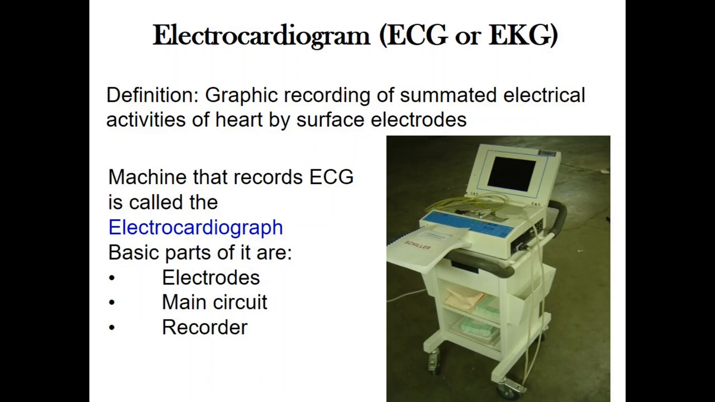How do you define ECG? It's nothing but a graphic recording of the electrical activities that we saw some time back. This is the summated electrical activities or potentials in the entire heart, recorded by electrodes kept on the surface of the body. That's very important. We don't go near the heart; electrodes are surface electrodes. So it's a graphic recording of the summated electrical activity of the heart by surface electrodes. This is the comprehensive definition of ECG.